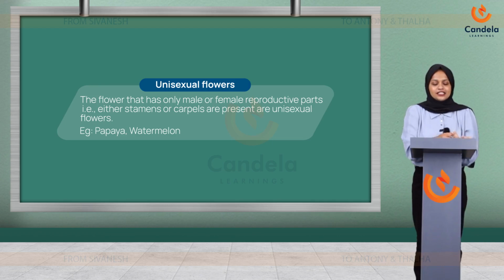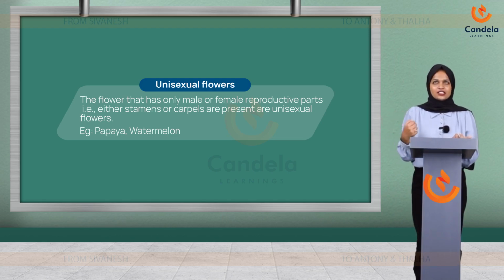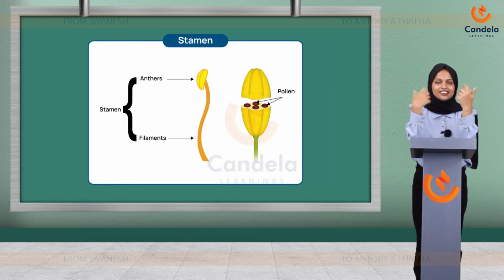Hibiscus, lily, and mustard are all examples of bisexual flowers. Under unisexual flowers, just remember that the big fruits are examples of unisexual flowers, such as jackfruit, papaya, and watermelon. All these are examples of unisexual flowers. It is just for your understanding only. So these are the two types of flowers. Next, we'll have a closer examination of the reproductive parts of a flower, which are the stamen and the carpel.